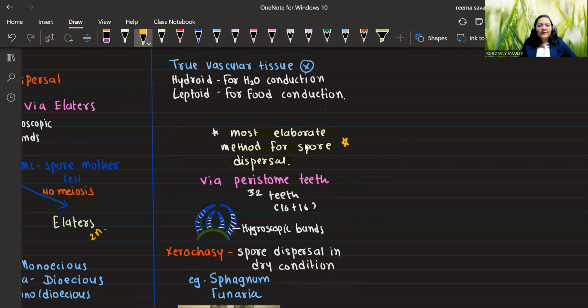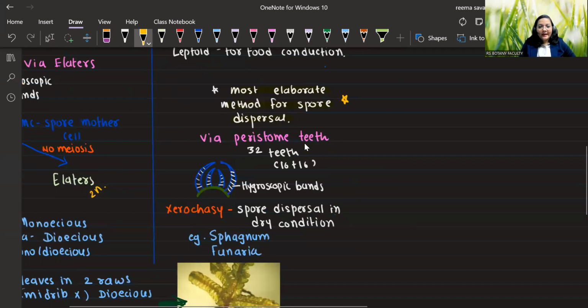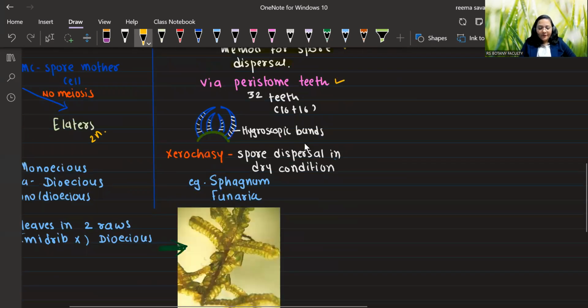Now, in case of moss, there is the most elaborate method for spore dispersal. This line is given in NCERT. It is important. So which method is there? They disperse their spores via peristome teeth. So they have a total of 32 teeth. They are like this structure, but they are present in a circular manner, right? So 16 small inside and 16 large outside. So they have how many teeth? They have a total of 32 teeth.